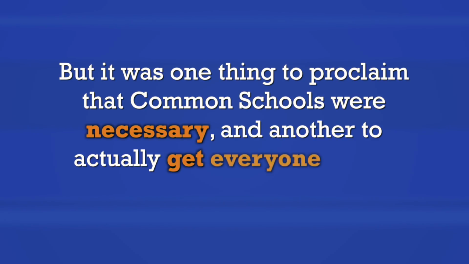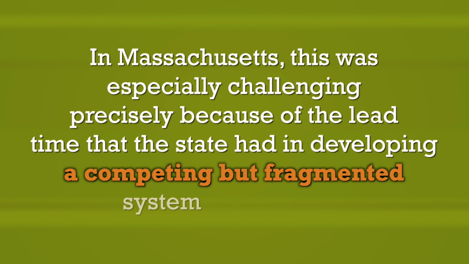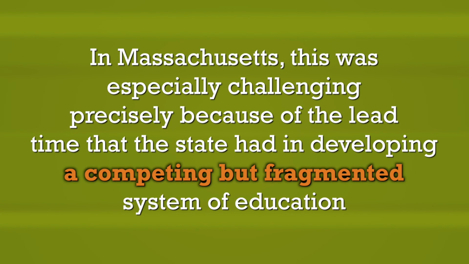But it was one thing to proclaim that common schools were necessary, and another to actually get everyone in the community to attend the same school. In Massachusetts, this was especially challenging, precisely because of the lead time that the state had in developing a competing but fragmented system of education. So how did they do it? How did they get everybody to buy in? That's what we'll take a look at next.